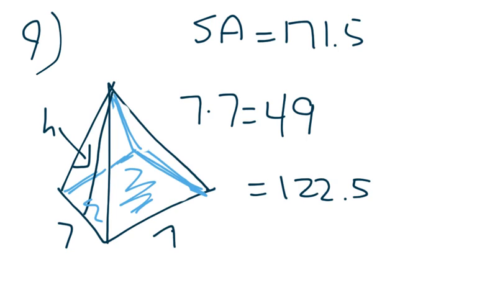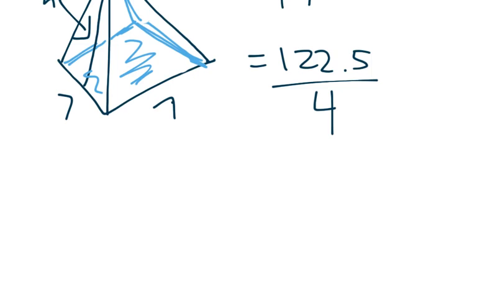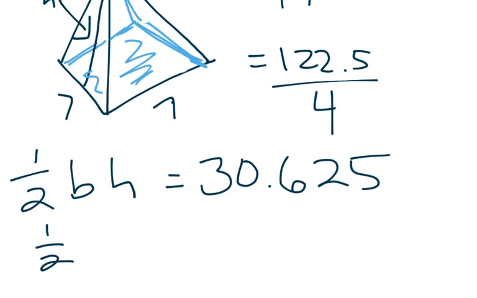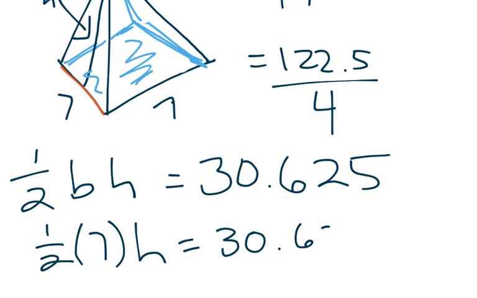In order to find the height of one triangle, we want to divide this by 4. So 122.5 divided by 4 is 30.625. Okay, so we know that this is the area of one triangle, and the formula for a triangle is half of base times height. And we know that the base is 7 because it's right here. And we don't know the height, so we're going to leave that as h, so 30.625.